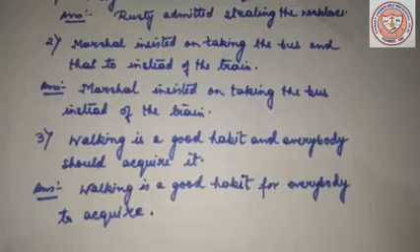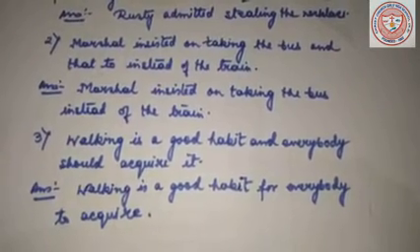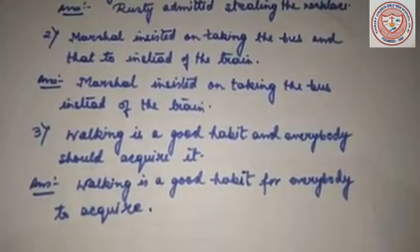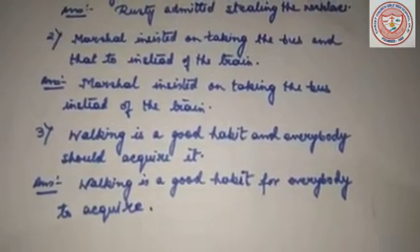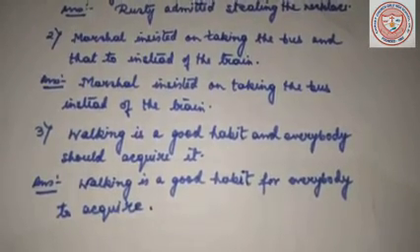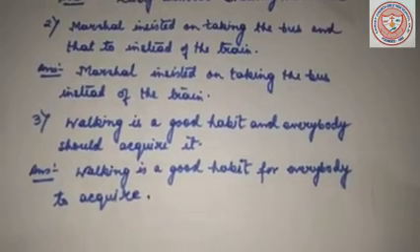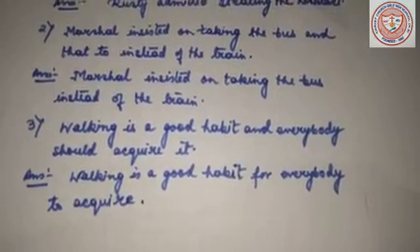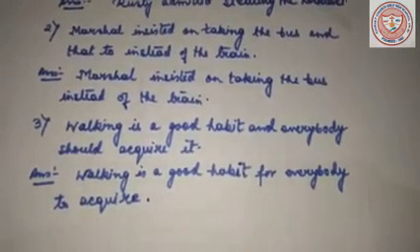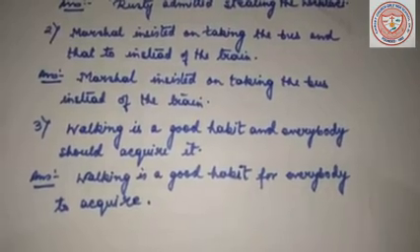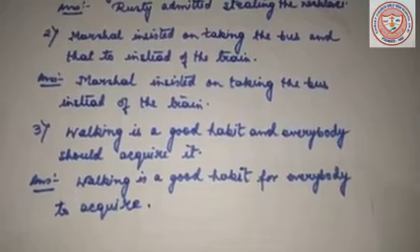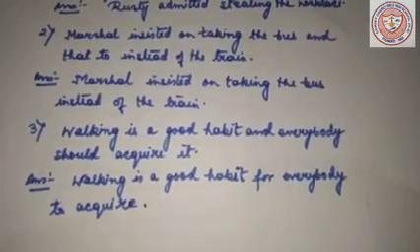Number 2. Marshall insisted on taking the bus and that too instead of the train. Marshall insisted on taking the bus instead of the train. Taking is verb as well as a noun. So, it also acts as a gerund. And number 3. Walking is a good habit and everybody should acquire it. So, answer should be, walking is a good habit for everybody to acquire. Walking is the verb and also it acts as a noun in the sentence. What is a good habit? Walking is a good habit. So, walking is the gerund in this sentence.